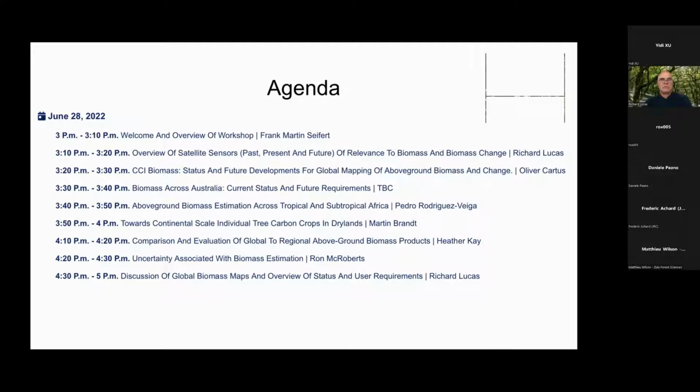We realize that people may not know a lot about satellite sensors. Obviously, some of you will be experts, but we need to give a good idea of what's been happening with those. And also, we'll then talk about the CCI biomass across Australia, a nice case study. And then above ground biomass estimation across tropical and subtropical Africa. Looking at carbon crops with Martin Brandt, for example, and then comparison evaluation of global to regional above ground biomass products. Uncertainty associated with our biomass estimation, and we'll have a discussion about 4:30, and then there'll be some Menti questions for you to answer as well.